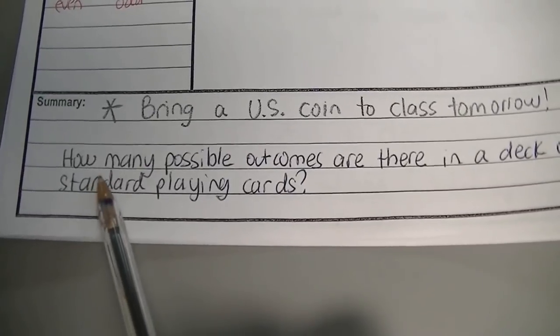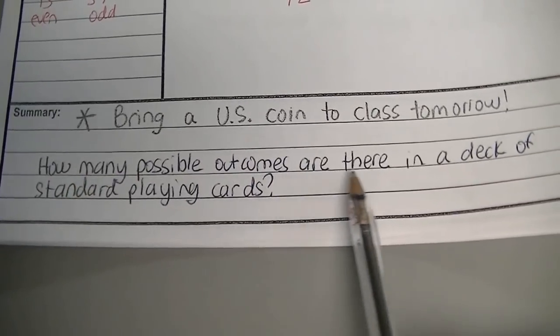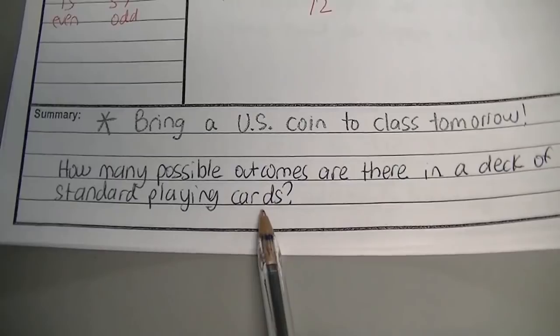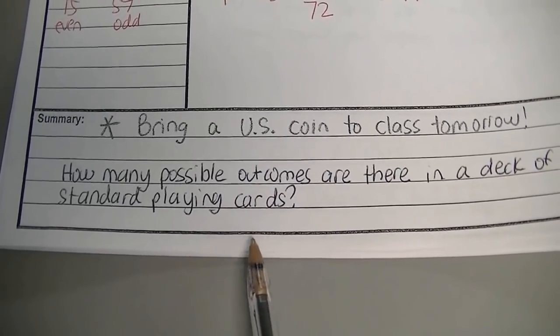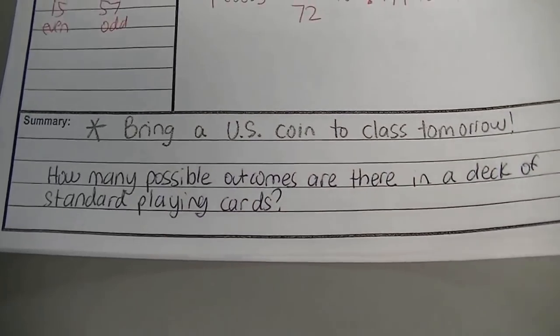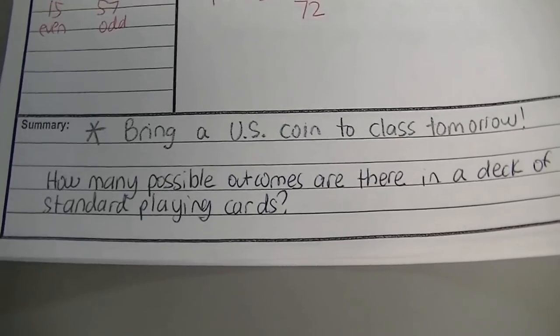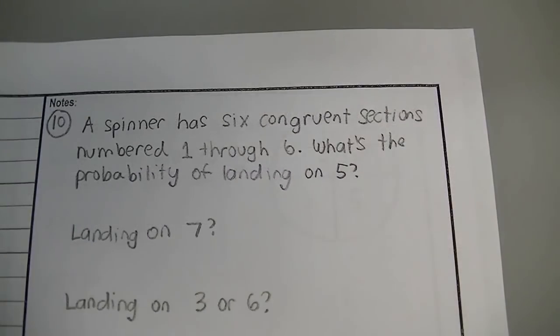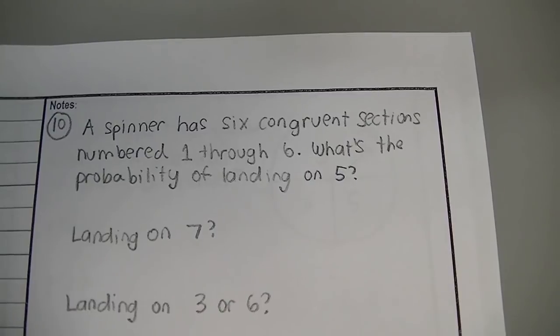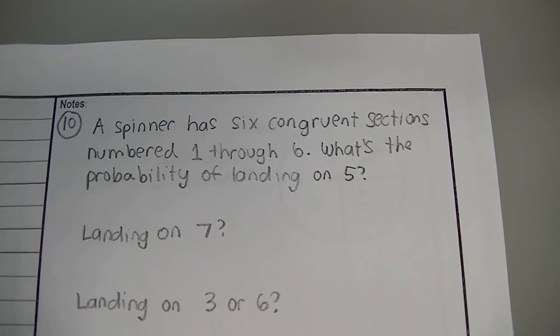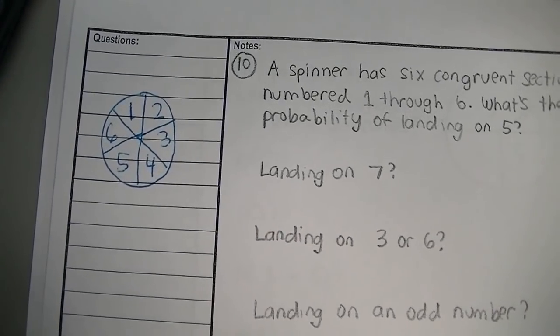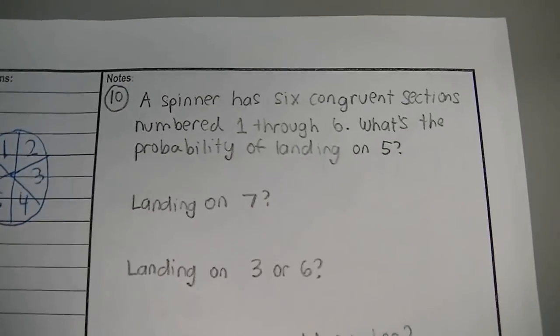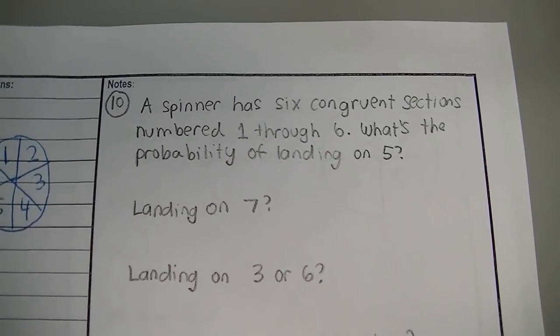And here is your summary. How many possible outcomes are there in a deck of standard playing cards? I don't want to know what they are, I just want to know how many possible outcomes there are. Number 10 says a spinner has 6 congruent sections, numbered 1 through 6. Look, I drew it. Pretend they're congruent. What's the probability of landing on 5?